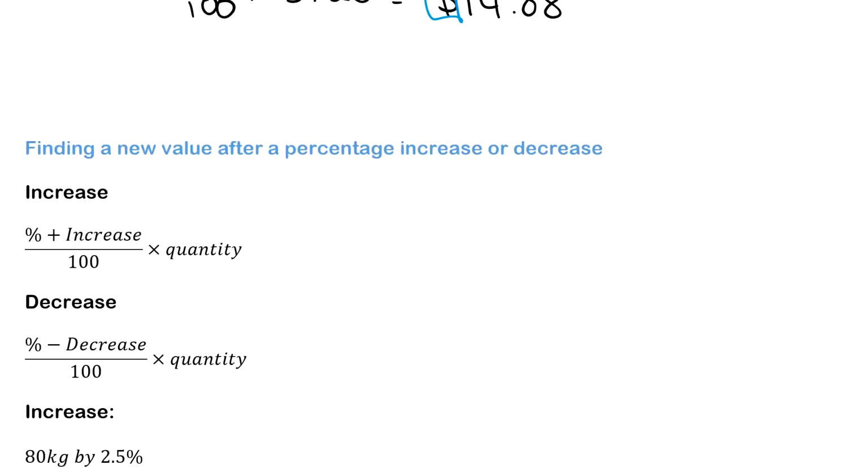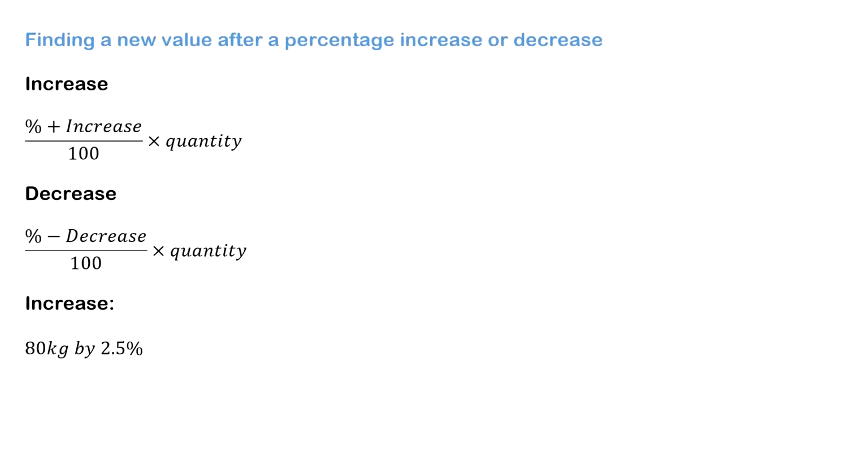So now what happens if we're finding a new value after there's been a percentage increase or decrease? When you're trying to increase something, it's your percentage plus the increase. So you always start with 100, so it's going to be 100 plus whatever the increase is. So if I have an increase of 10%, I'm going to go 100 plus 10 over 100, and I'll times it by whatever the quantity is. And the same way with the decrease, it'll be 100 take away whatever your percentage decrease is.